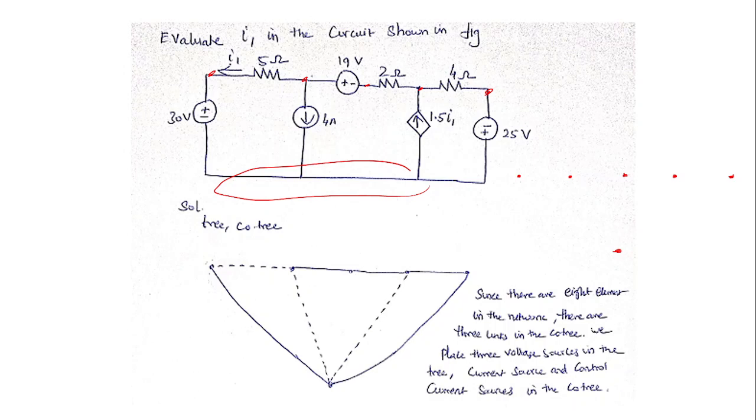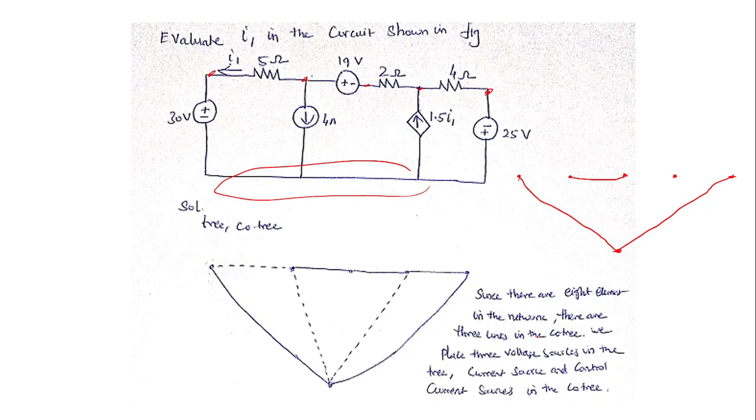While drawing the tree, I need to make sure all the voltage sources are in the tree. So the 30 volt source I am going to draw, it is in the tree. We have the 19 volt source, that should be in the tree. We have the 25 volt source, that should be in the tree.